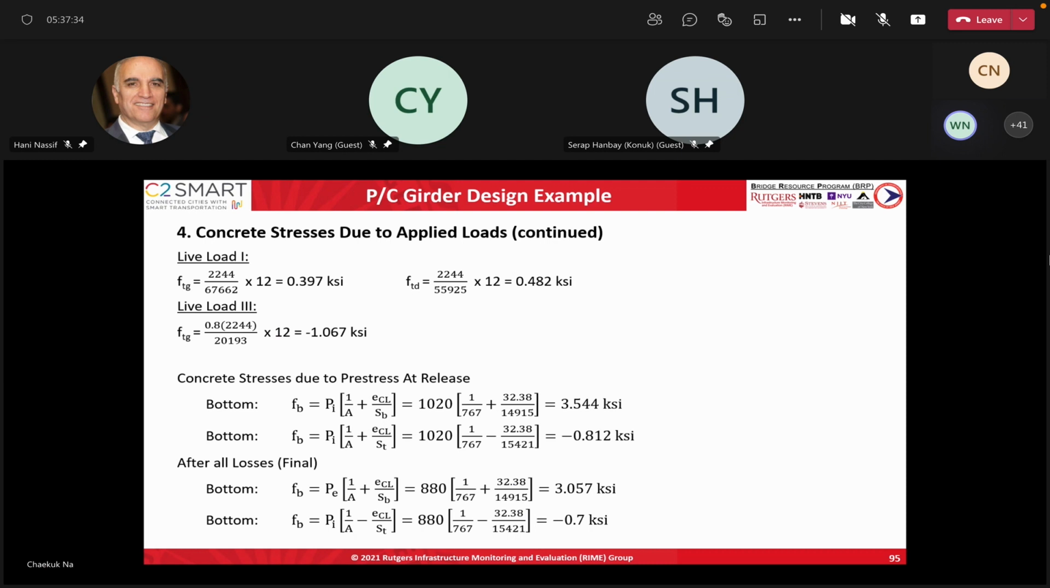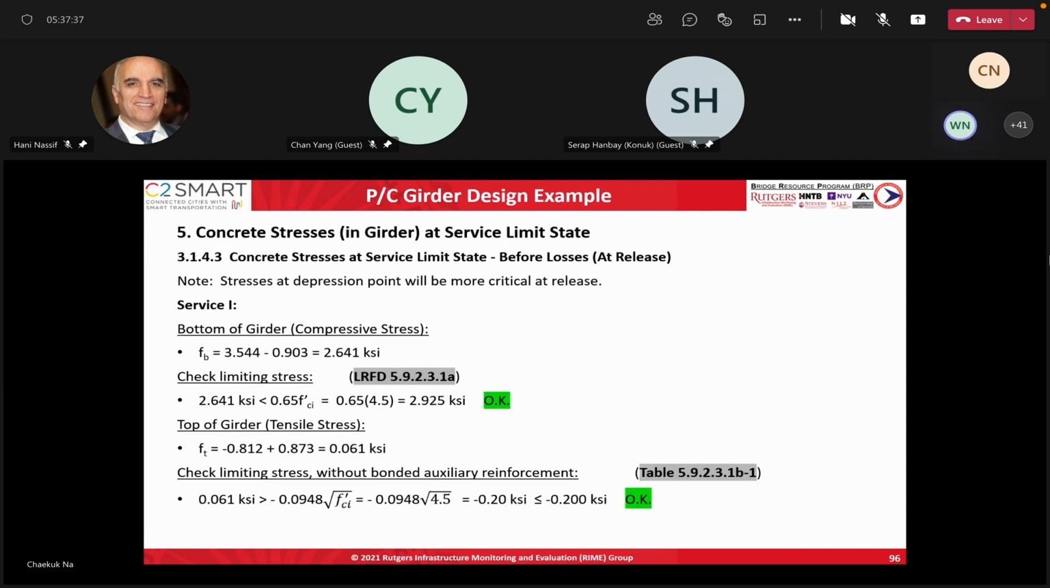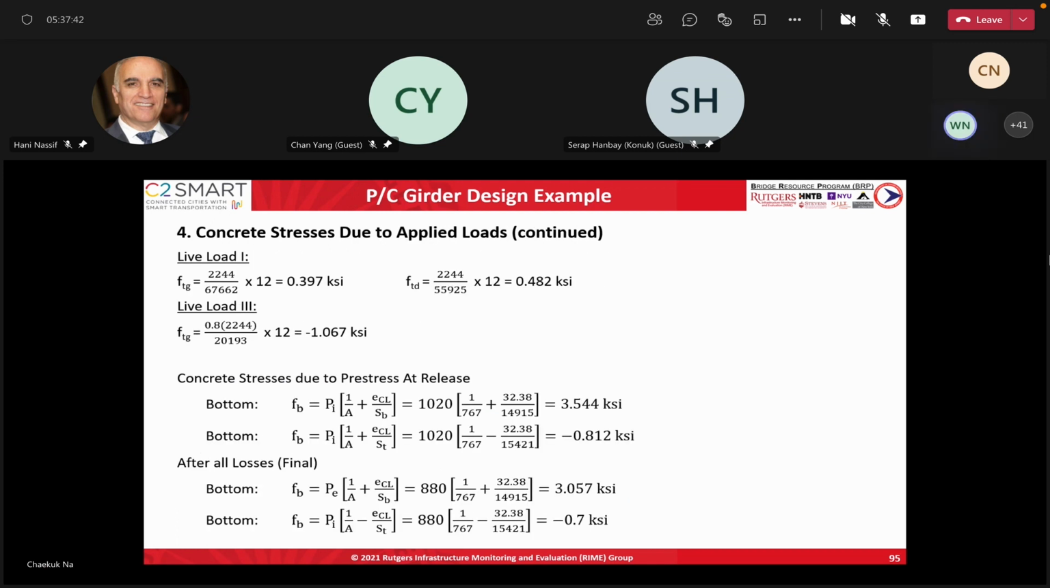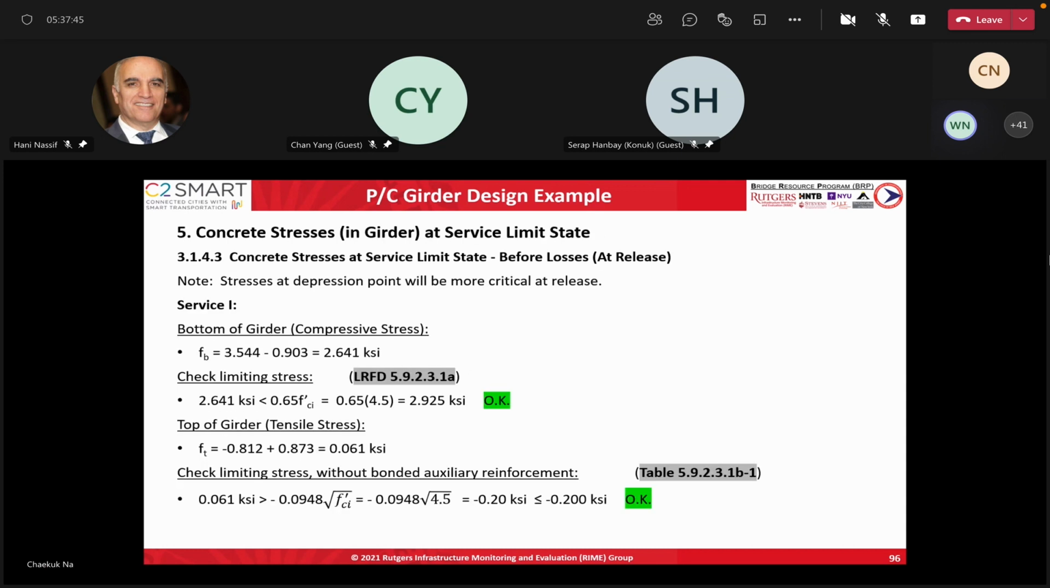The next slide. Is there any slide in between? Okay, no. All right. Now we will add the stresses later. Okay, so again, now we want to calculate the concrete stresses in girder at service limit state. We already calculated the stresses at each and every loading. Now we add them up like this and that. If you refer to the previous slides, we had these values. We add them up and we check them against the allowable stress.